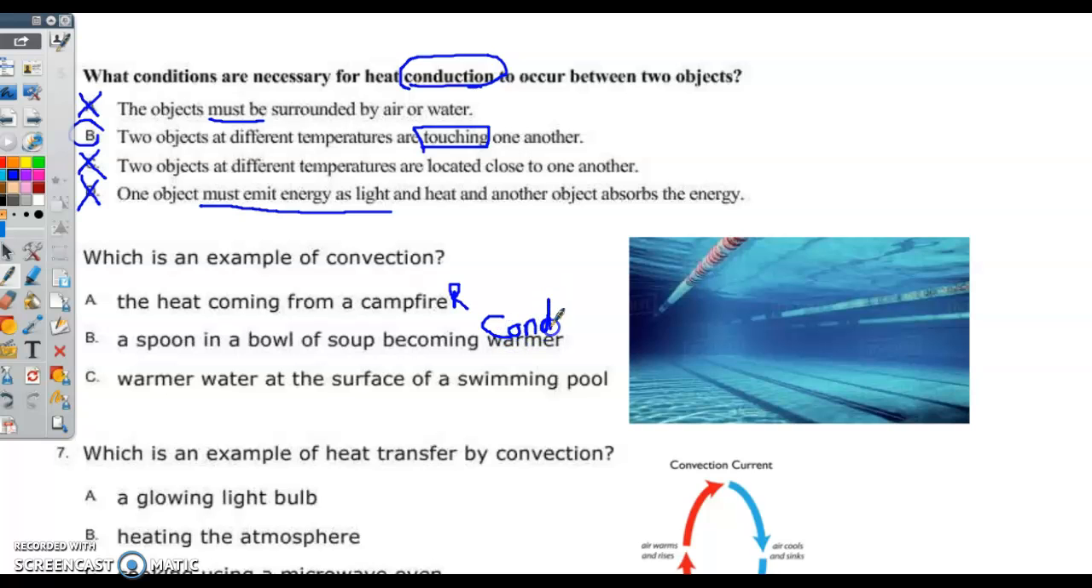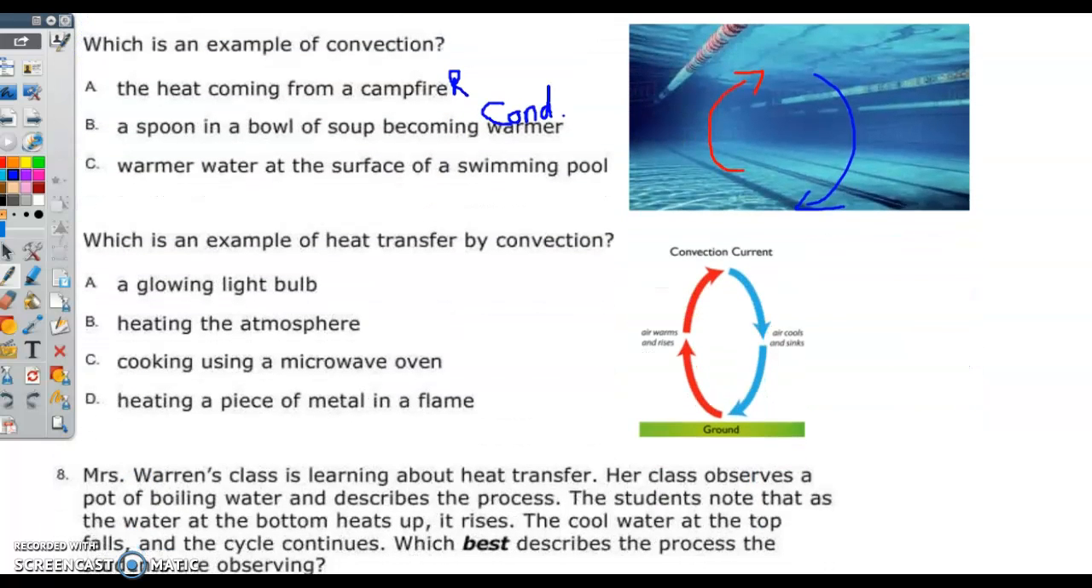Although I can understand if someone said convection on that one. But warmer water at the surface of a pool, we watched this yesterday, right? Hot water rises and cold water sinks. And like I told the last class, if you've ever jumped off the top of the high dive, yes, the water at the bottom of the pool is noticeably colder, not drastically colder, just noticeably colder than at the top. And that's because of those convection cells that are going on. Number 7, which is an example of heat transfer by convection.